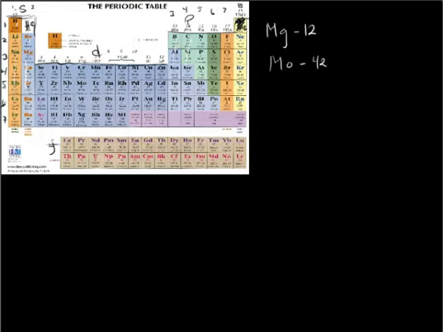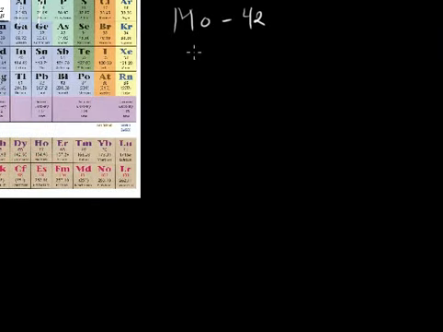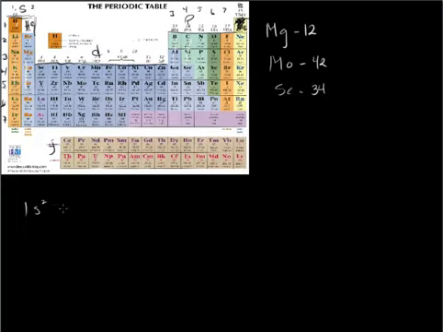Okay. Let's go on to selenium. Selenium is number 34. Start by doing the same thing we did before. 1s2, 2s2, 2p6, 3s2, 3p6, 4s2, 3d10, because we go up a level with the D block, then back down a level.